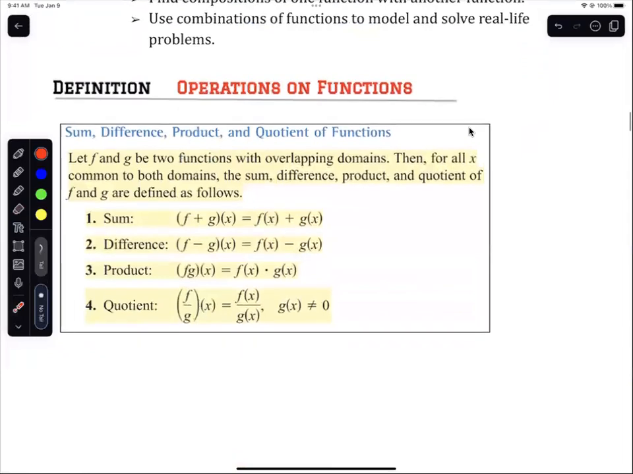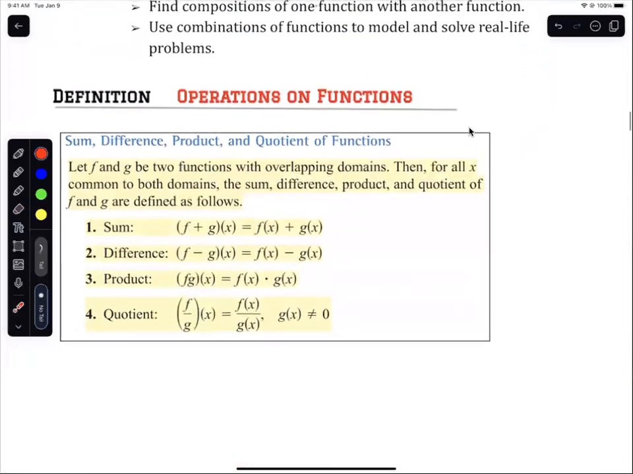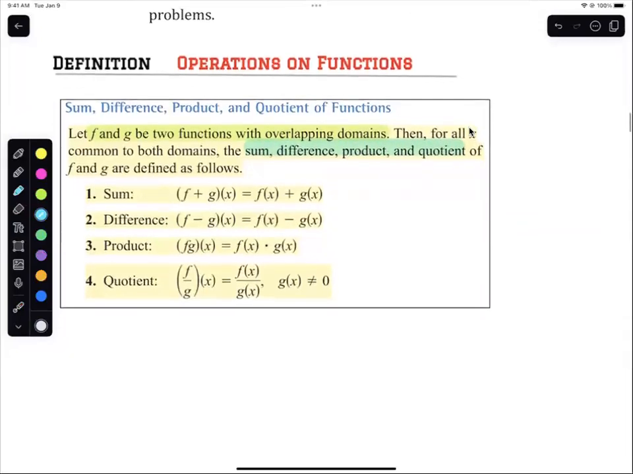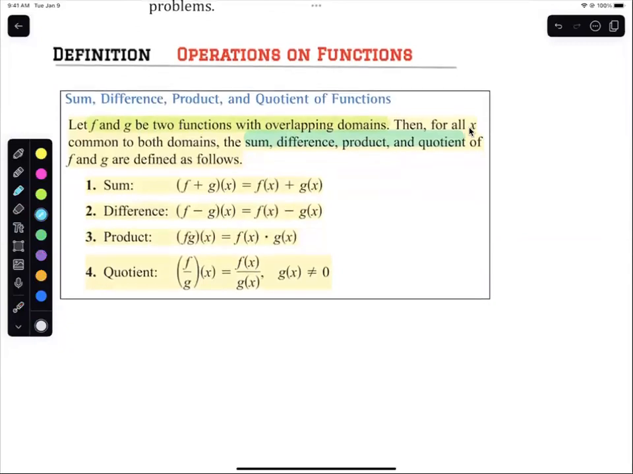So the first definition is sum, difference, product, and quotient of functions. So let f and g be two functions with overlapping domains. Then for all x common to both domains, the sum, difference, product, and quotient of f and g are defined as follows. So f plus g of x means to add f of x plus g of x. f minus g of x is equal to f of x minus g of x.